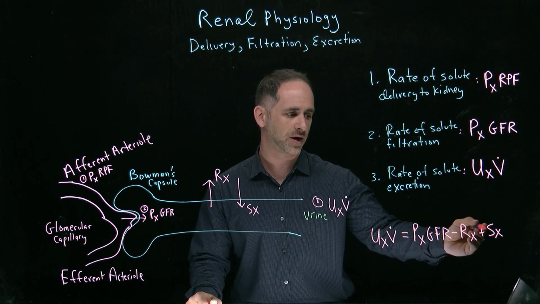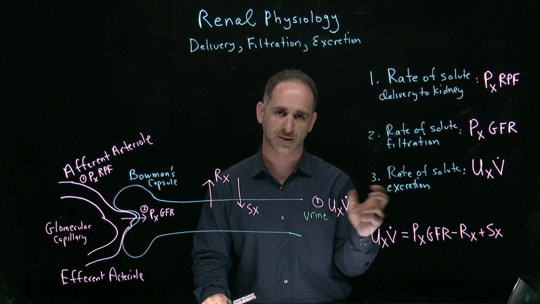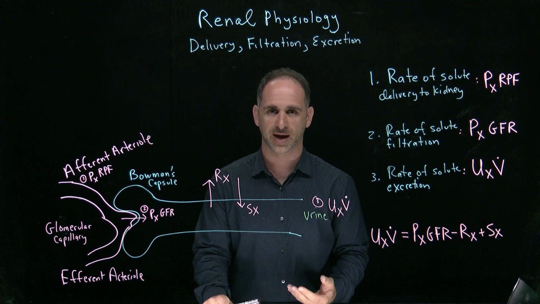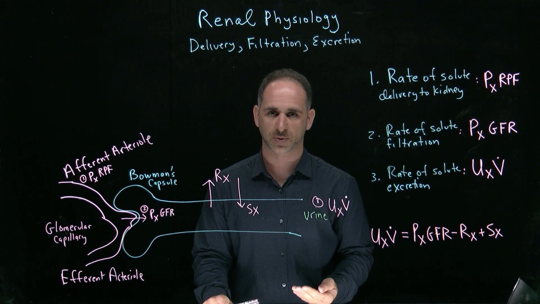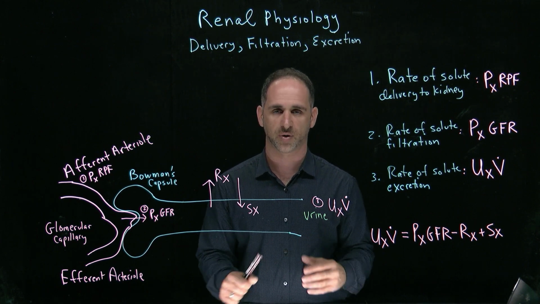And in the cases where you have Sx and Rx occurring for a substance that's doing both, you would be looking at the net secretion of X or the net reabsorption of X. Just overall, what's the overall sum of those two processes?